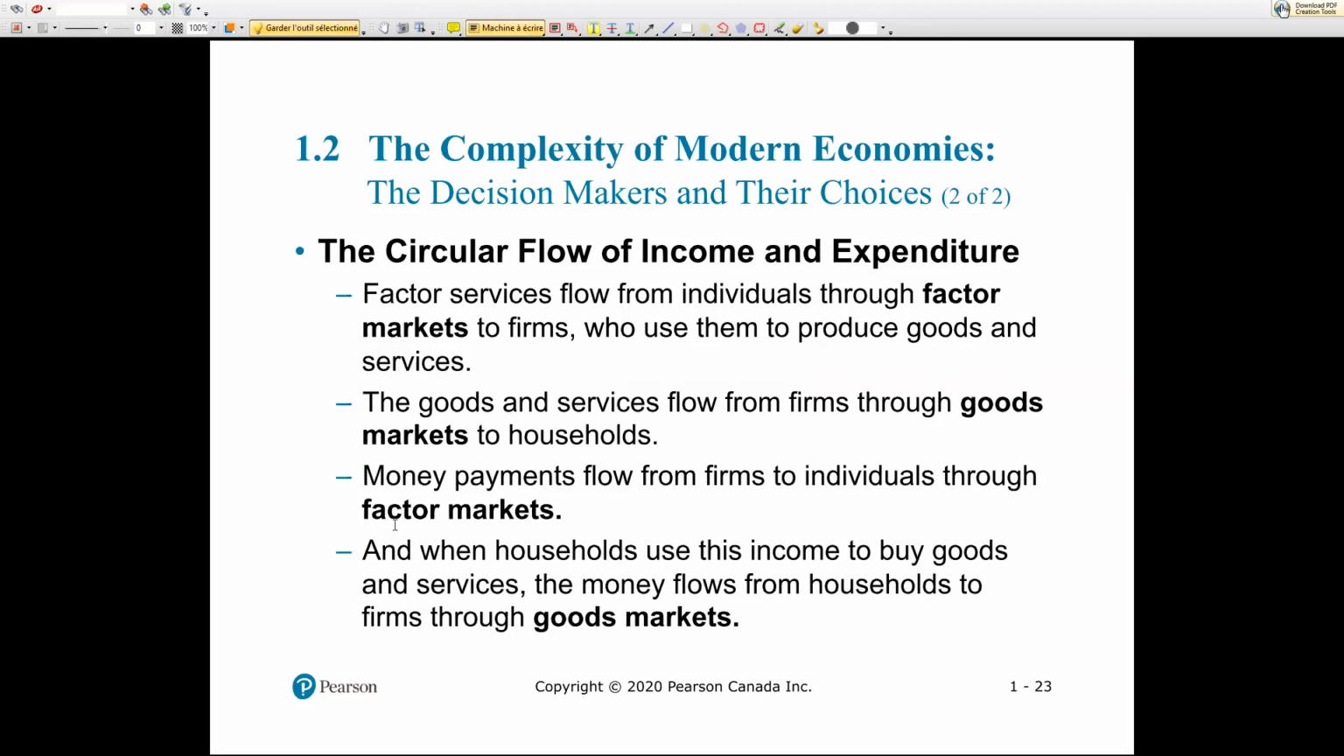So this is just what I described there. Factors go from individuals to firms, so labor, and goods go from firms to individuals, along with money payments.